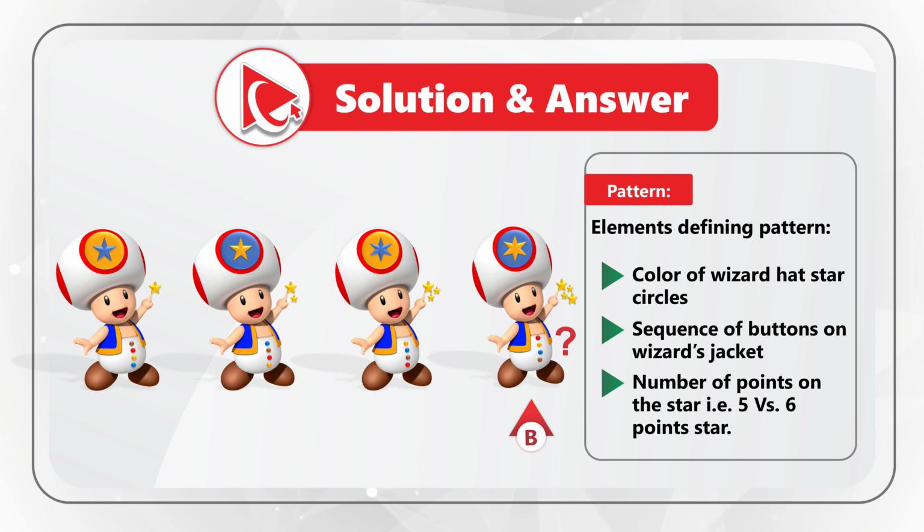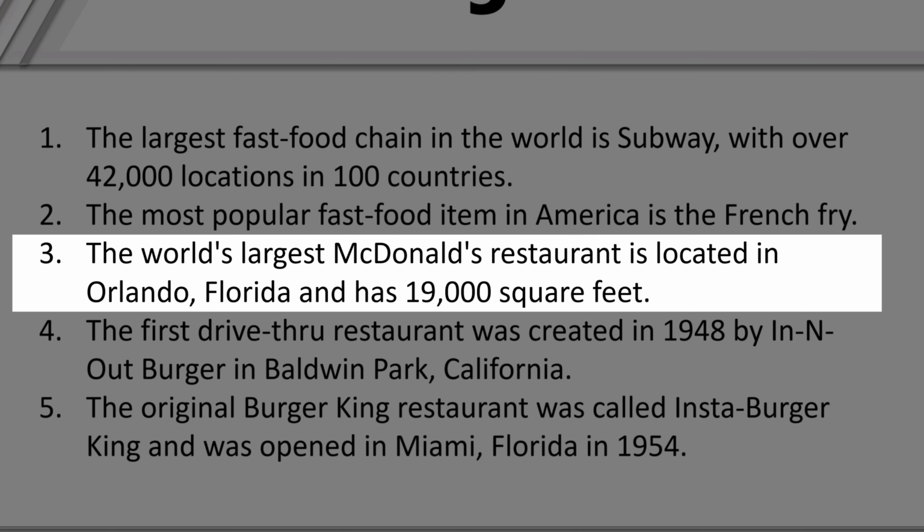Let me share with you some interesting facts about the fast food industry that you might consider bringing up to your hiring manager during the job interview and assessment test. Number 1 is that the largest fast food chain in the world is Subway, with over 42,000 locations in 100 countries. Number 2 is that the most popular fast food item in America is the French fry. Number 3 is that the world's largest McDonald's restaurant is located in Orlando, Florida, and it has 19,000 square feet.